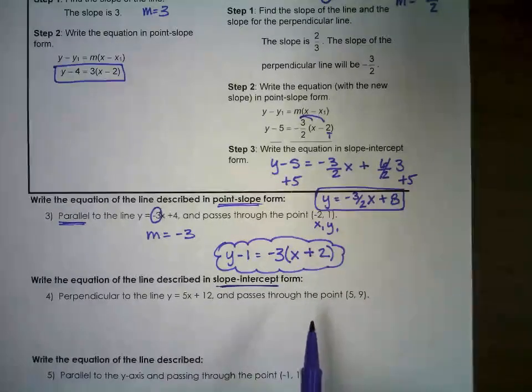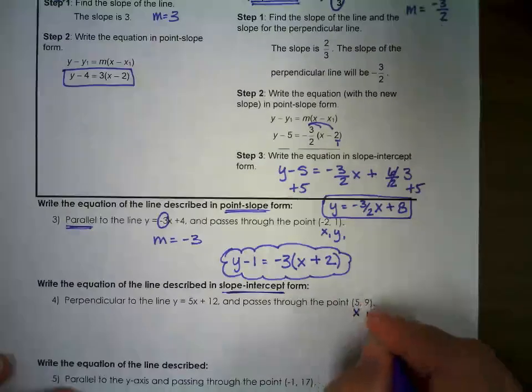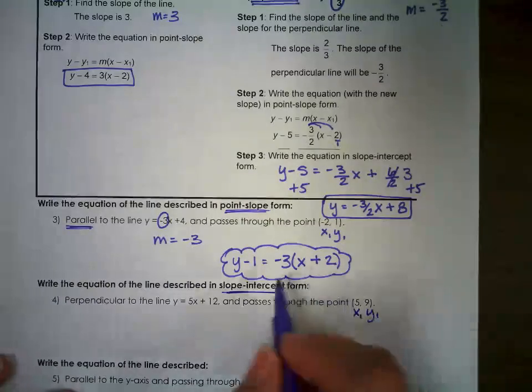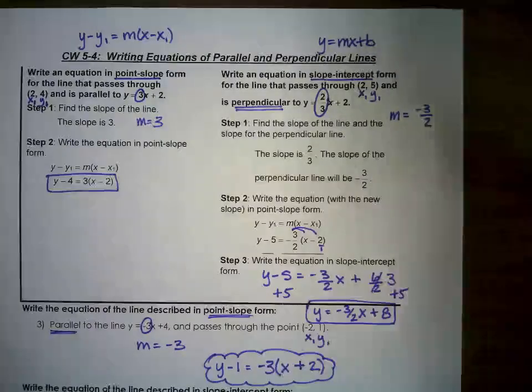Slope-intercept is y equals mx plus b. I don't have an intercept, I have a point. So I'm actually going to use point-slope form again with my x1, y1 for my point. But then I'm just going to have to go a little bit further and solve for y so that it's in this format of y equals mx plus b.